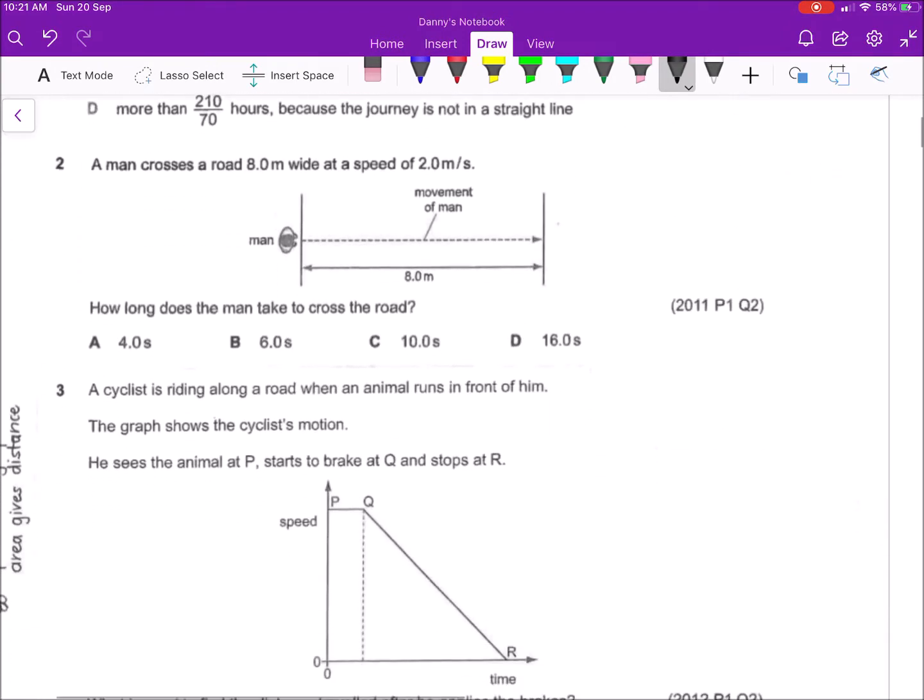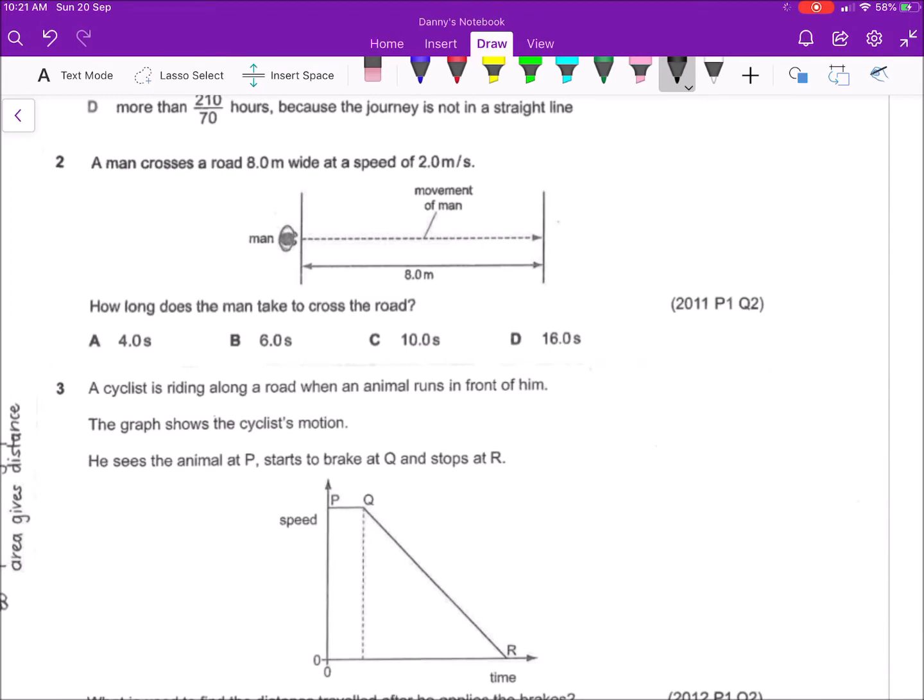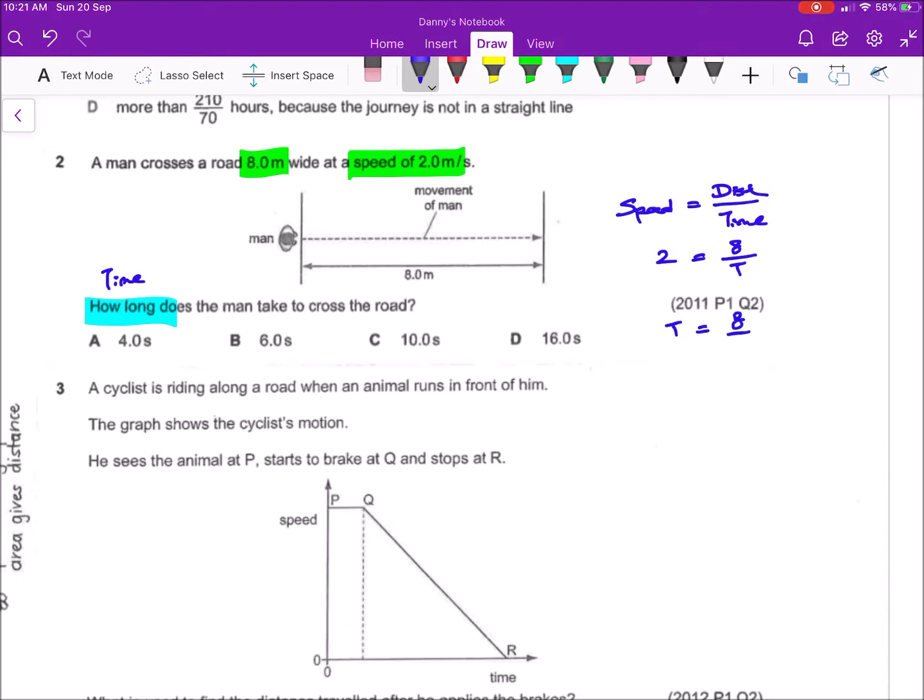Okay, for your question 2, you are given another question about speed, time and distance. So this time round you are given a speed of 2 meter per second. You know the distance is 8 meter, and you are asked to find how long. So this how long does not refer to distance. This how long refers to the time. So I think this is like a primary school question. Just remember the formula. Speed is equals to distance over time. The speed in this case will be 2, distance is 8. You are supposed to find the time. So if you do your math correctly, you will get 4 seconds.